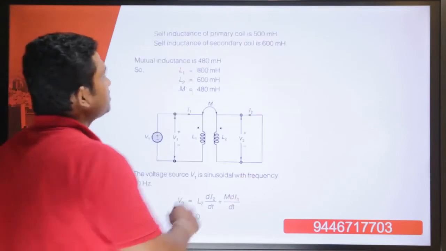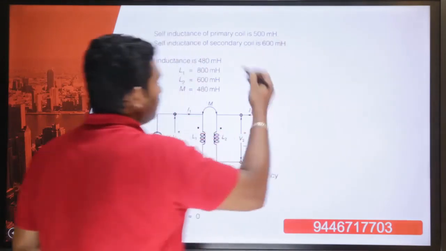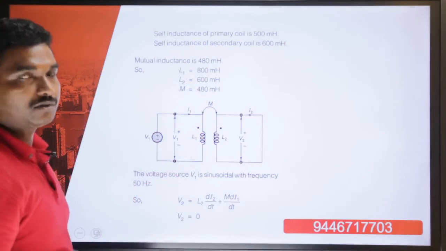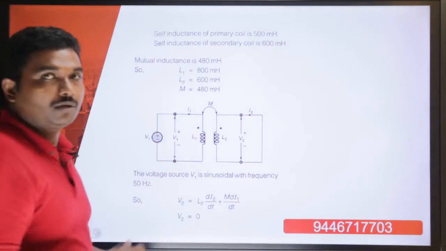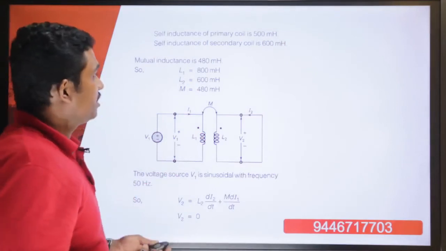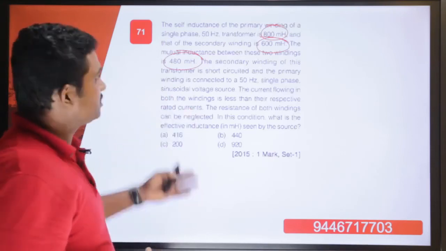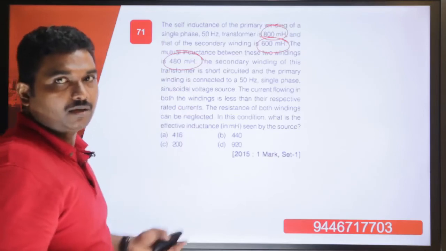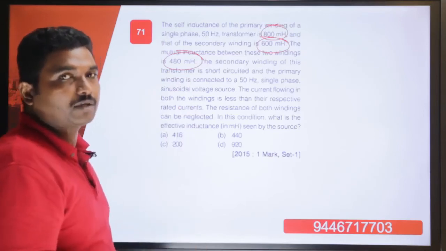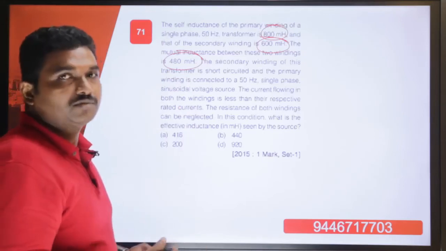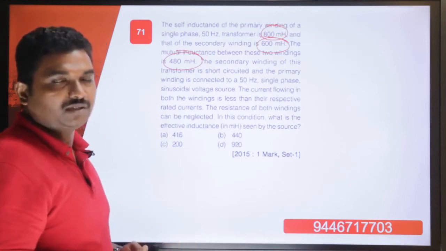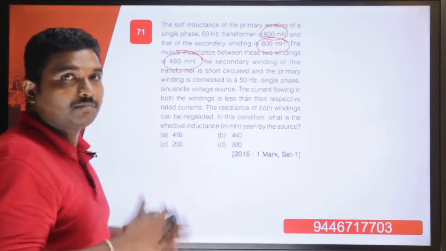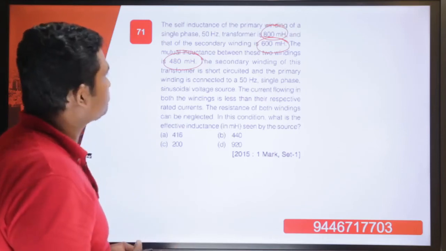So the self-inductance of the primary, you will have to read the question once or twice or thrice before you start doing this question. I am doing this question because I already know this question. But since you are not familiar with this question, you will have to pause the video and read the question again and again, or you have to read the question from your workbook almost 2 to 3 times, and you must understand the question, what is being asked. Okay. So then only you start doing the problem.